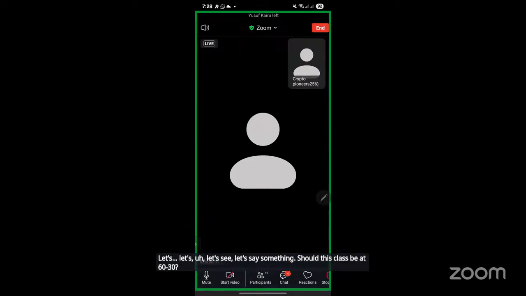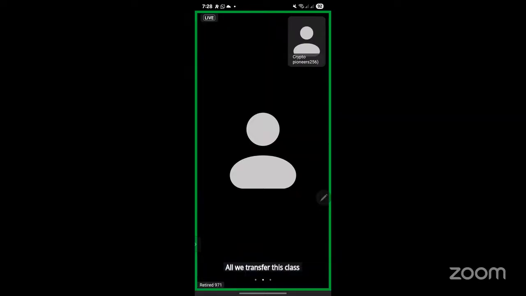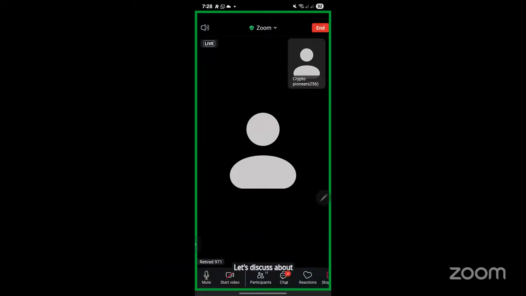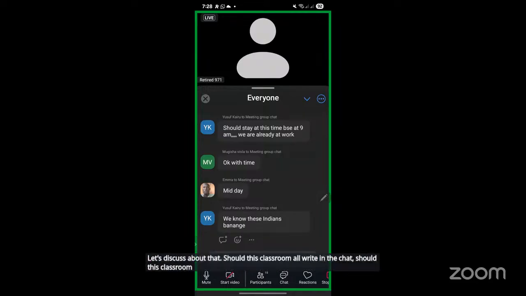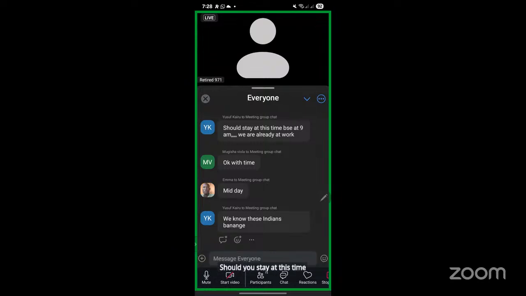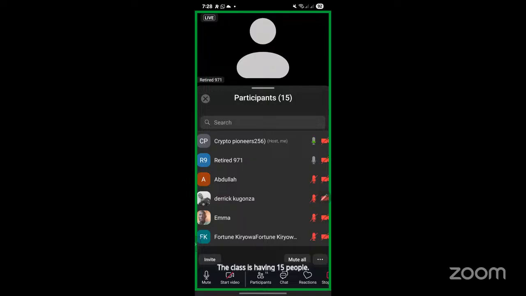Should this class be at 6:30, or should we transfer it from 6:30 to around 9? Let's discuss. Should this classroom remain at 6:30? Should we stay at this time, because at 9 we are already at work? Now look at the class. It is having 15 people. And you're looking at risk management. It means very many people are missing.